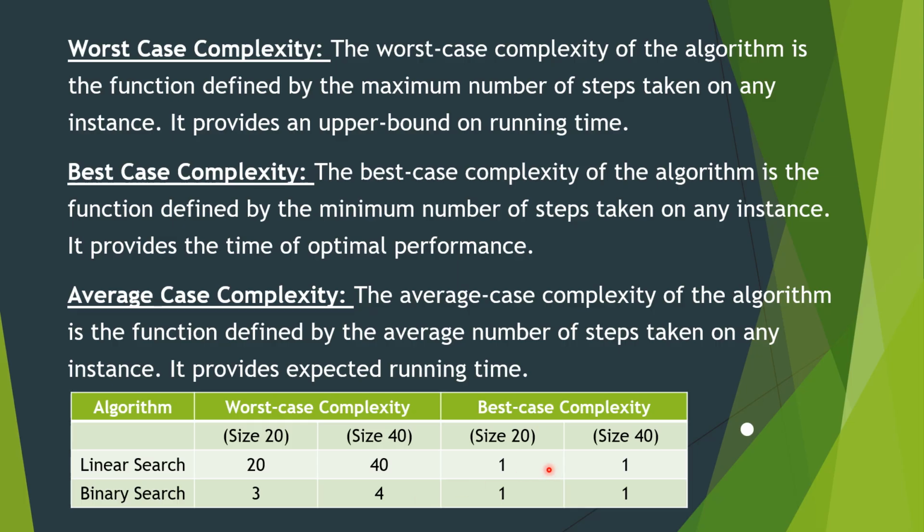And for the best case, obviously it will be one only, maybe the key element we are searching for is found at the very first position in either linear or binary search. So best case complexity will be one comparison, but the worst case differs according to the size. We can see this with the help of a graph also. In the best case, as the input size grows, the number of steps changes only slightly, and in the worst case, if the input size grows, there is a drastic change in the number of steps. So this is all about complexity.